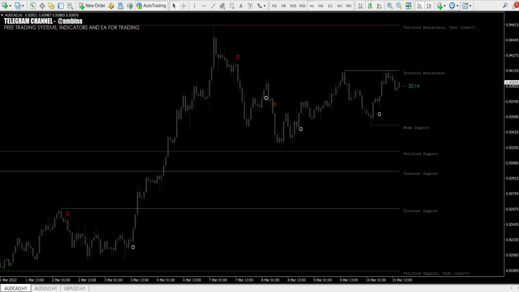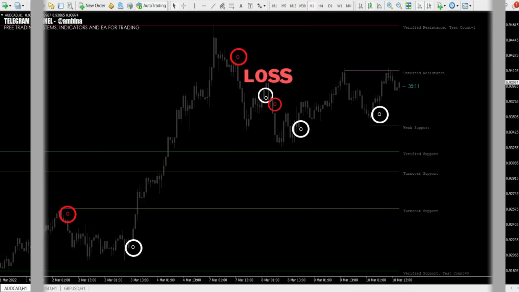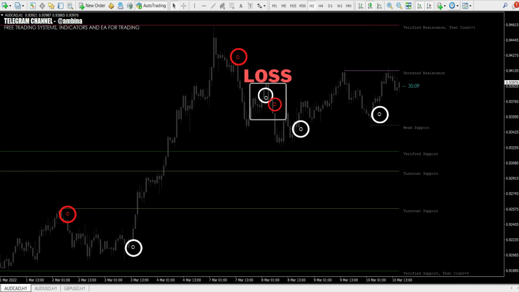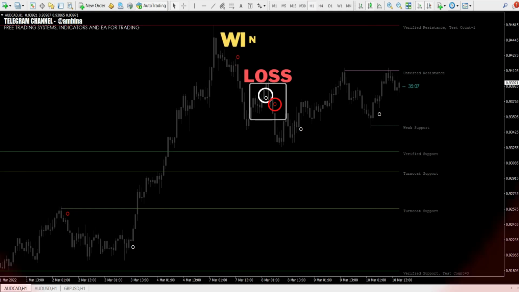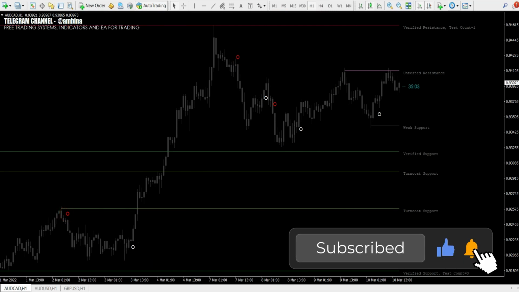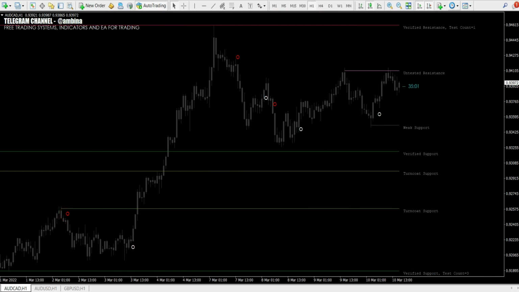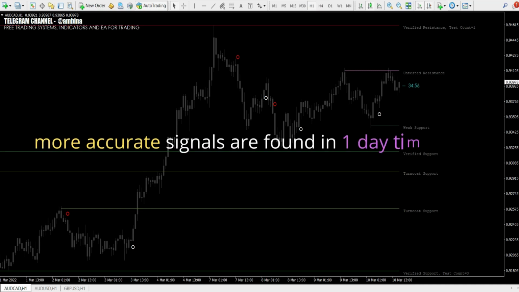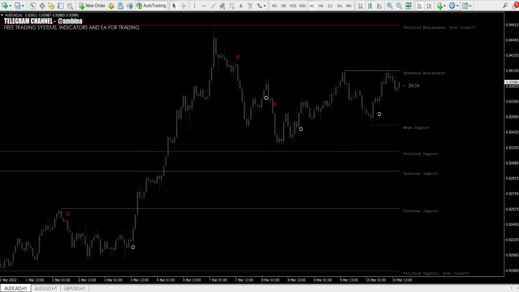Now let's analyze the 1-hour timeframe chart signals. Here out of 7 trades, only 2 trades are loss trades, and the remaining 5 trades are winning trades. So till now we have come to know that, out of the 1-day, 4-hour and 1-hour timeframes, more accurate signals are found in the 1-day timeframe. Let's go for more deep analysis.